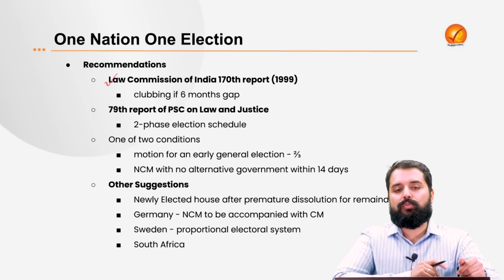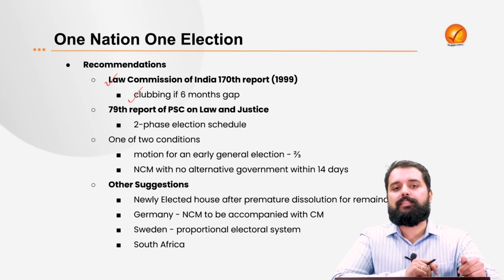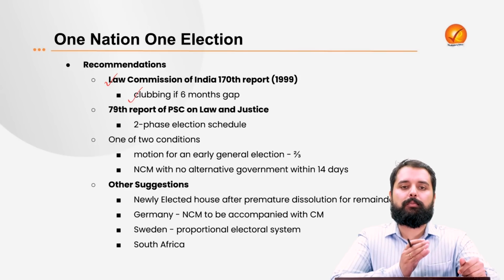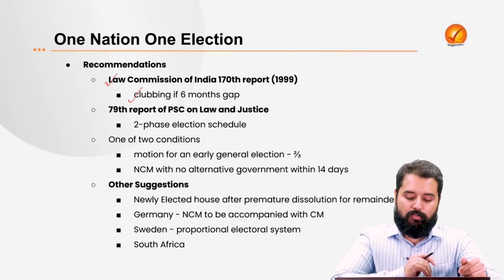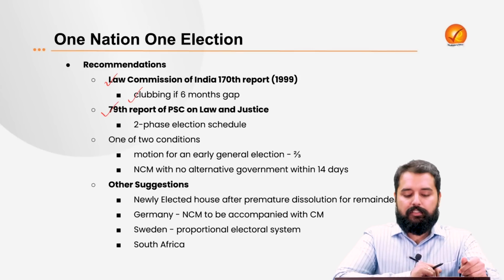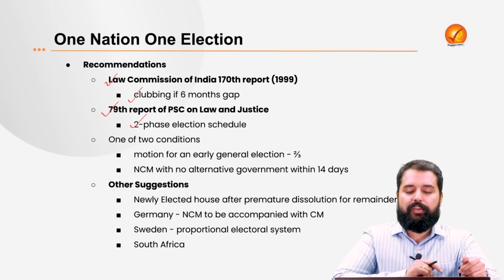One, the Law Commission through its 170th report came up with a recommendation that we can club the elections of the state legislative assemblies which are to be conducted within 6 months after the Lok Sabha elections. That is, if there is a gap of 6 months between the schedule of the state legislative assemblies and the Lok Sabha, then they can be clubbed together so that the constitutional provisions are also not violated. And the 79th report of the Parliamentary Standing Committee on Law and Justice came up with another suggestion that we can put in place a two-phase election schedule.